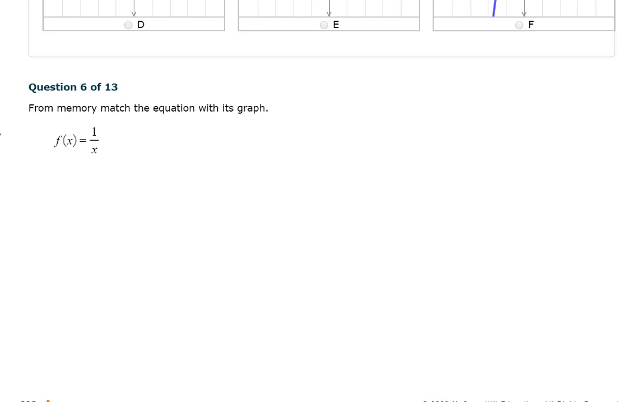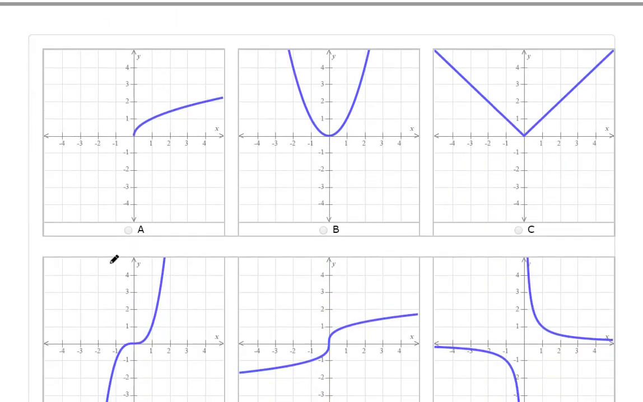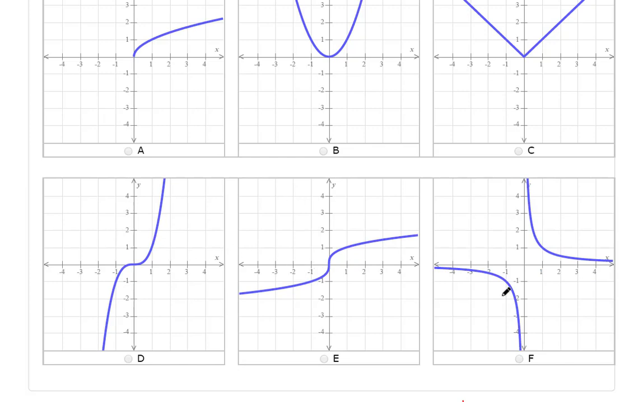1 over x. That's the one we talked about so much. The one that has a vertical asymptote at the origin and levels off on the two sides. Let's see. Yes, there it is. No problem.